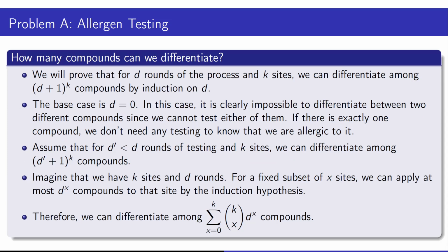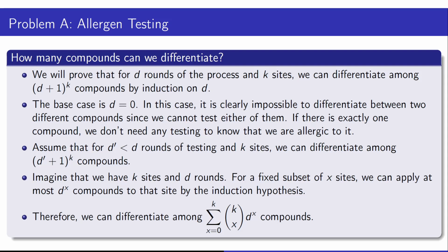With some investigation, we'll eventually show that if there are d rounds of the process and k sites, then the number of compounds we can differentiate among is d plus 1 to the kth power. We can prove this with induction.